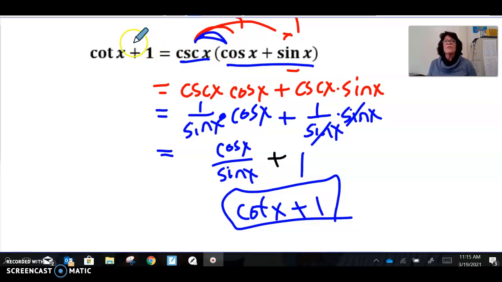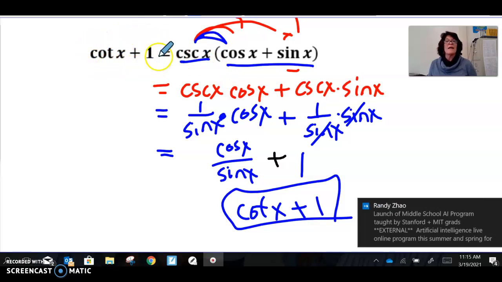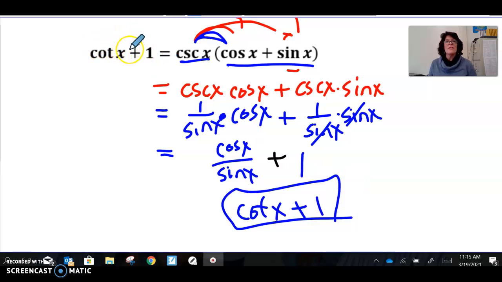So notice I didn't do anything to this. I was trying to basically prove that cotangent x plus 1 was the same as cosecant x times cosine plus sine. Okay? So by distributing the cosecant through, I got this right-hand side of the equation to be cotangent x plus 1. Cosine over sine is cotangent. 1 over sine times sine is just 1. Okay?